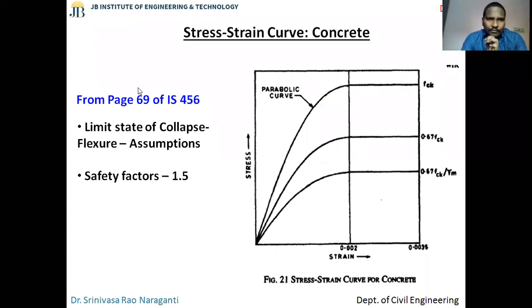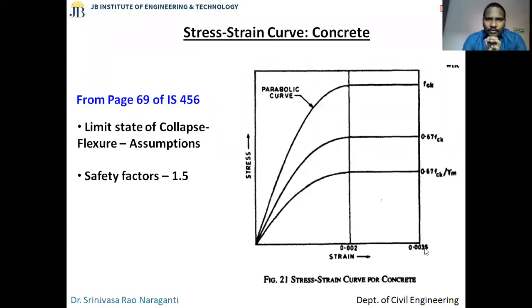If you look at page number 69, guys, there are the limit state of collapse in flexure assumptions. This topic talks about the assumptions made in the design of concrete structures. I want you to go through them because sometimes it's important from an exam point of view. In theory questions, they ask you to state the assumptions made in the limit state design of reinforced concrete structures. You can get all those assumptions from page number 69. In those assumptions, it is stated that the maximum strain allowed in the concrete is 0.0035. That's how we get this strain value.